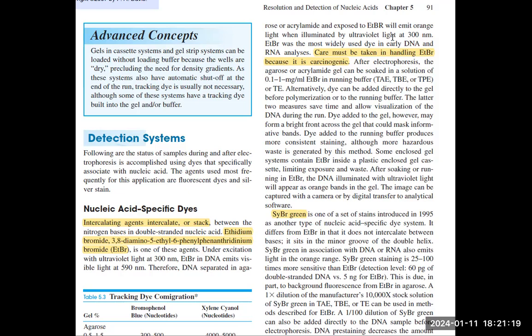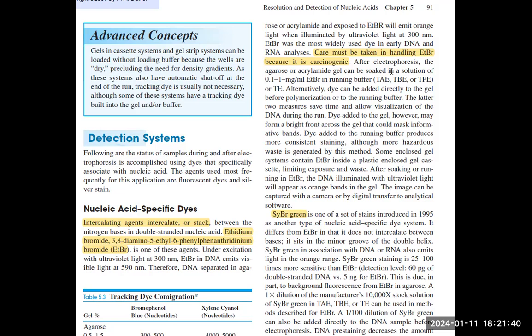So after we're done with the resolution, we will detect our bands by trans illuminating our agarose band under UV light. So I think we're using cyber green. I need to check it. Still, this one will still give an orange visible light. Okay.